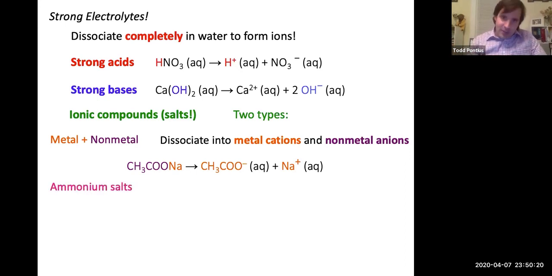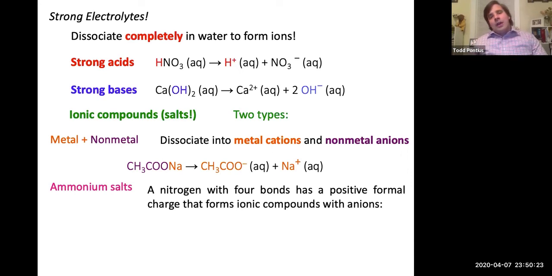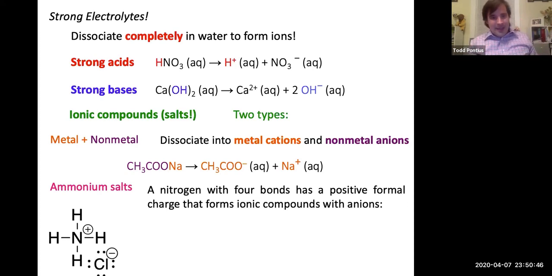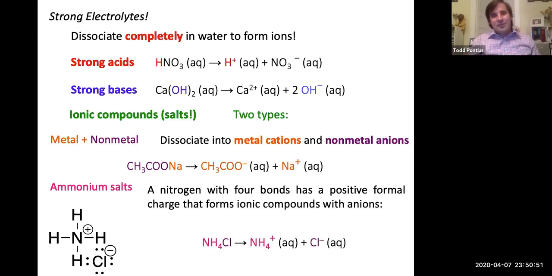We also have ammonium salts. And an ammonium is what you get when you have a nitrogen that has 4 bonds on it. It has a full-on positive formal charge, and it can form ionic interactions and ionic bonds with anions. So there we have ammonium. There's its full-on positive formal charge. And look, there's chloride. Positive, negative, attraction, opposites attract. So this will dissociate completely in water. Water will easily be able to interrupt that interaction in an aqueous solution. So we have them turning into NH4+ and Cl-.